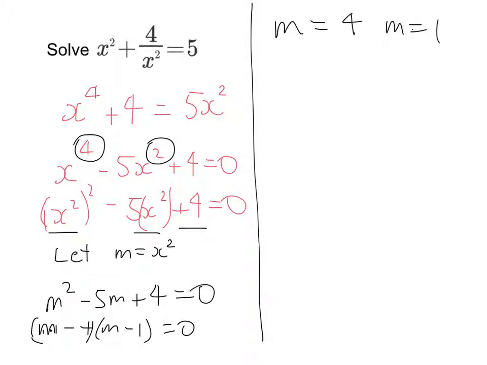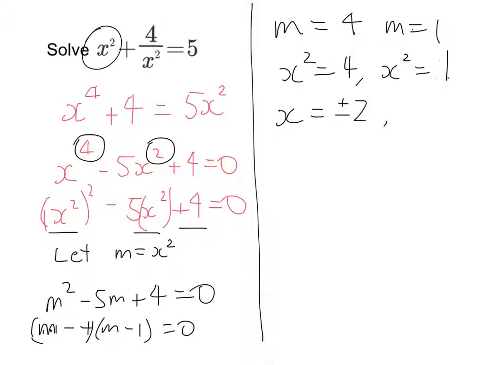Now we're not done. We're not trying to find solutions for m. We're trying to find solutions for x. So that means that x squared equals 4, or x squared equals 1. Well, of course, we're going to have to square root that, and we'll end up with x equals plus or minus 2. Do not forget those negative solutions. It's not just 2 and 1. It's plus or minus 2 and plus or minus 1. Okay, so that's our solutions.